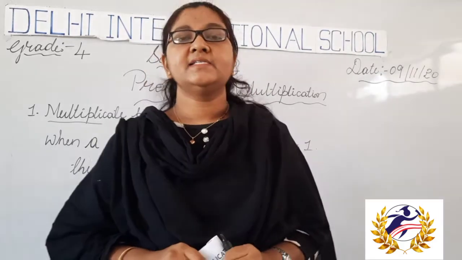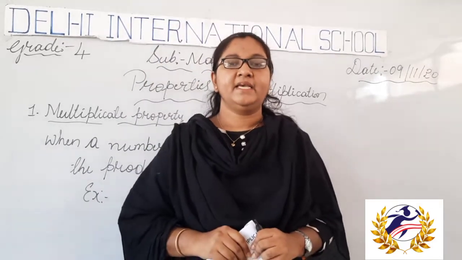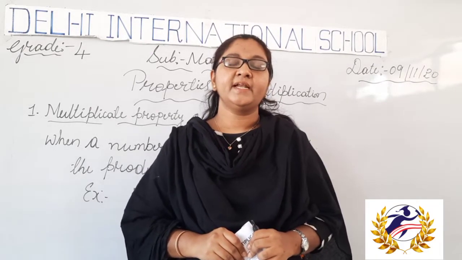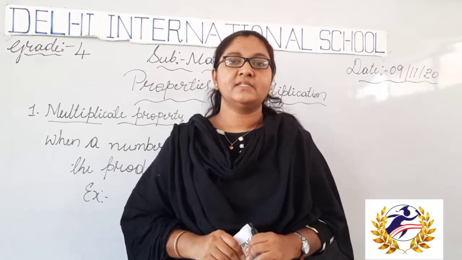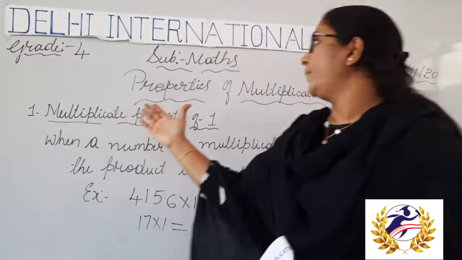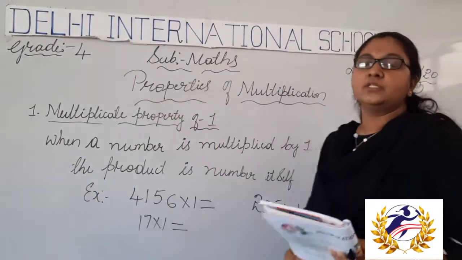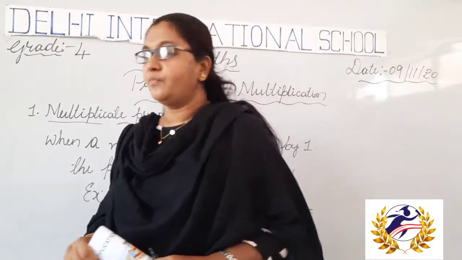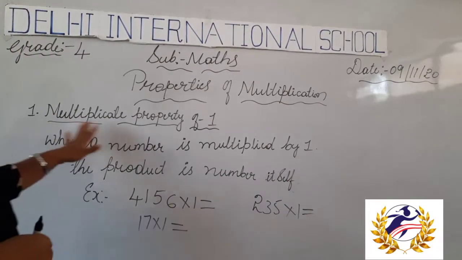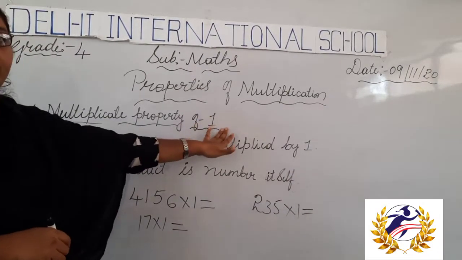In our last class, we did a simple multiplication. What is multiplication? Multiplication is nothing but repeated addition. Today we will move on to the next topic, that is properties of multiplication. There are 5 properties of multiplication. Let us take the first one, that is the multiplicative property of 1.